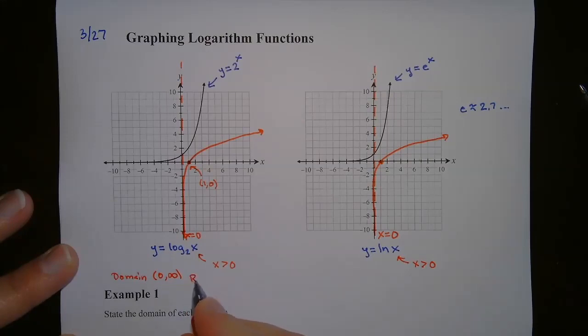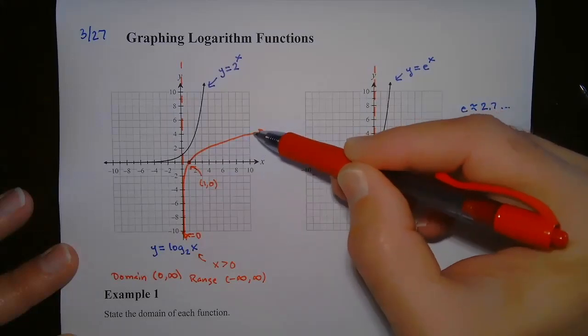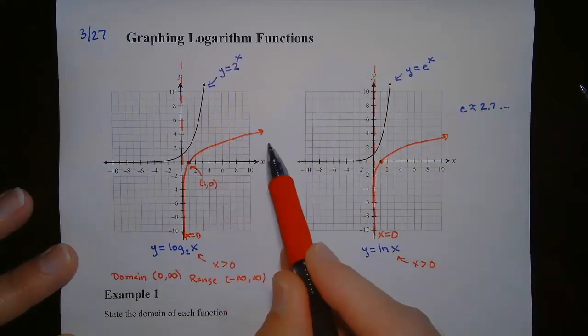And our range is negative infinity to positive infinity, because it takes on all the y values. This keeps going up. This is the slowest growing function that there is. It really grows really slow.